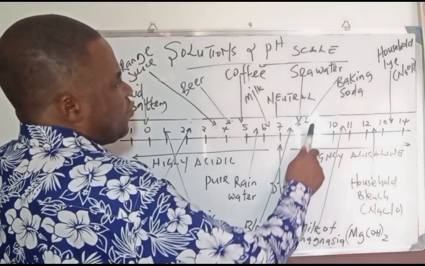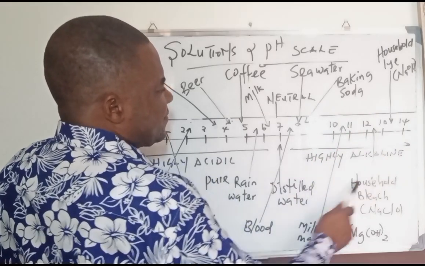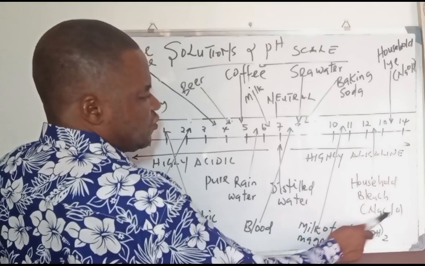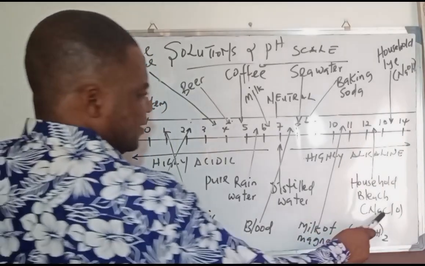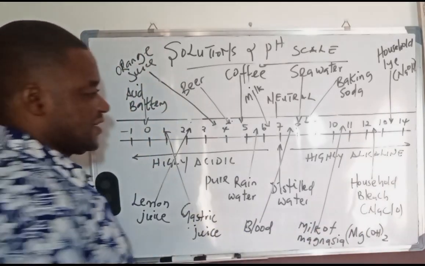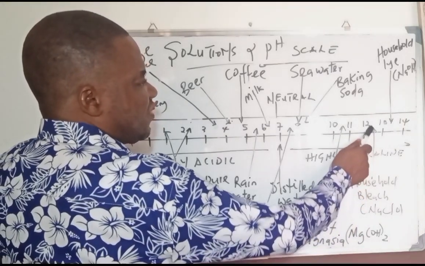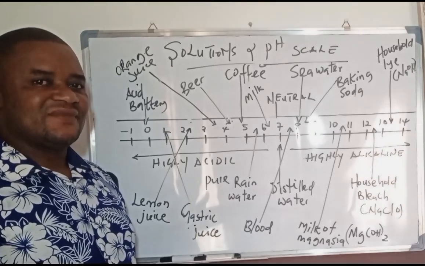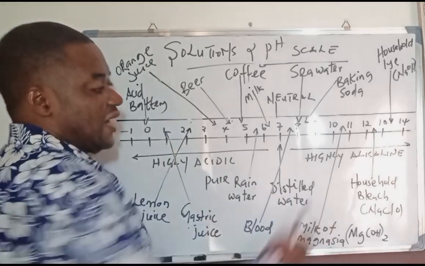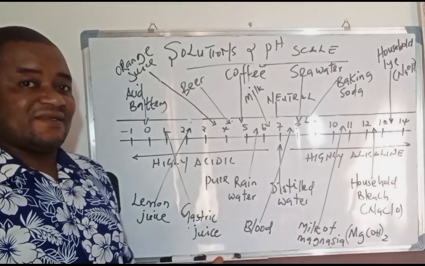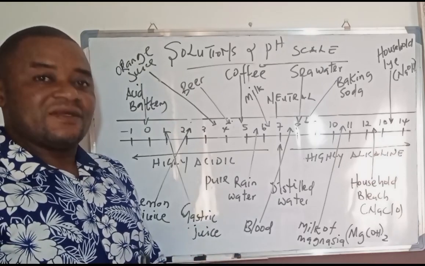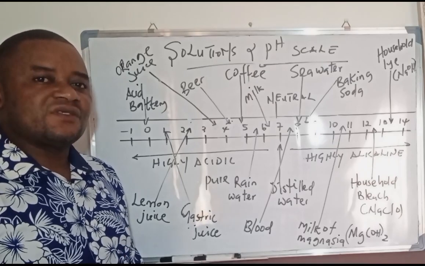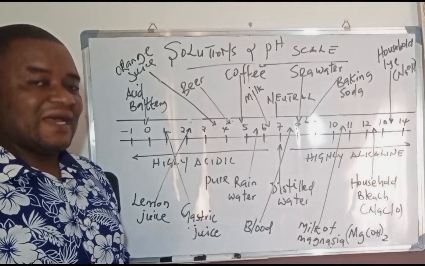But let's look at something like household bleach, the sodium hypochlorite as the case may be. It has a pH of about 12.5, and that means it is highly alkaline. So it's corrosive, and that is why if you use household bleach on your bare hands, you can possibly have your hands eaten off. That means your skin being eaten off because it is highly basic, highly alkaline.